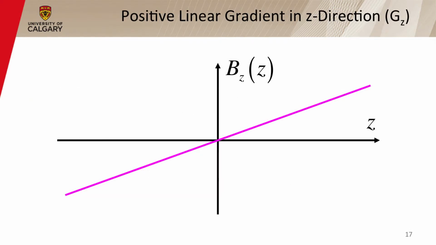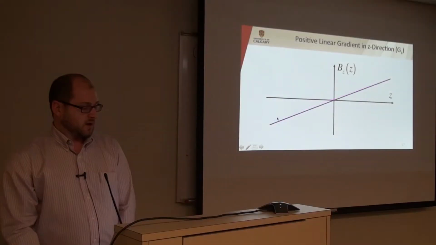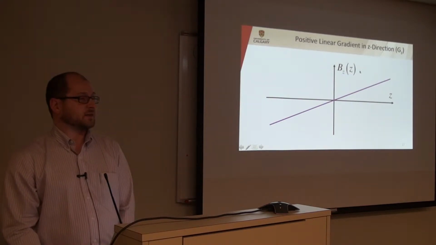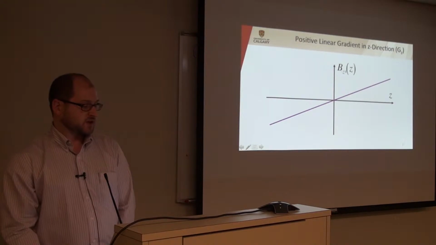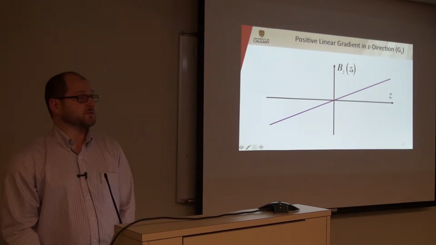Okay, so let's pretend that we're applying a positive linear gradient in the z direction. What that actually means is that if you were to map what the spins are experiencing along the z direction, you would see something like this. More negative if your z position is lower, and if your z position is higher, you would be experiencing a larger Bz. Okay, so this is just changing the magnetic field as a function of z.